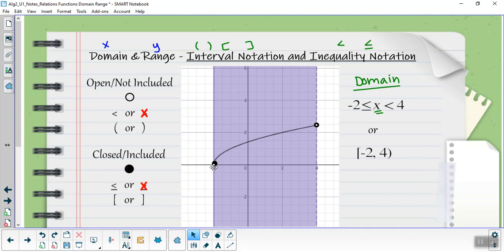If we look at -2, there is a closed circle. So if there is a closed circle, I need a less than or equal to. So I have -2 less than or equal to x. 4 has just a less than sign, because at 4, there's an open circle, which means I just need the less than sign. That is an example of inequality notation.